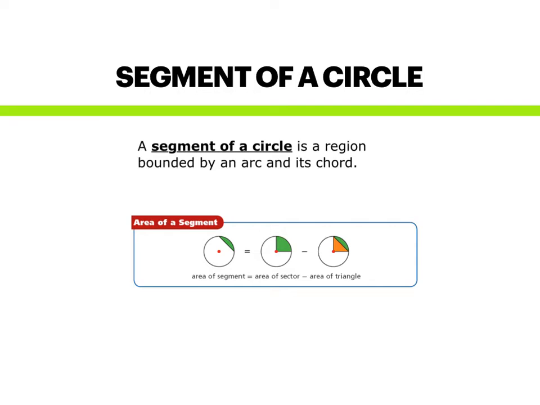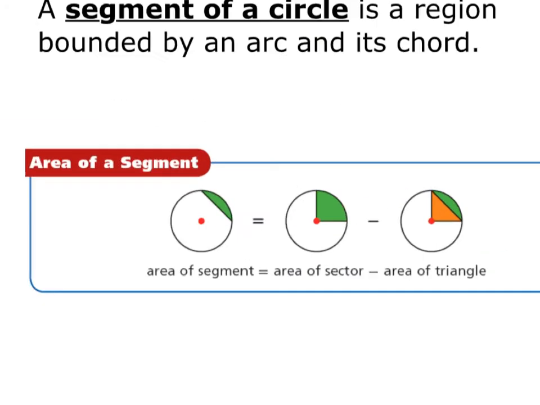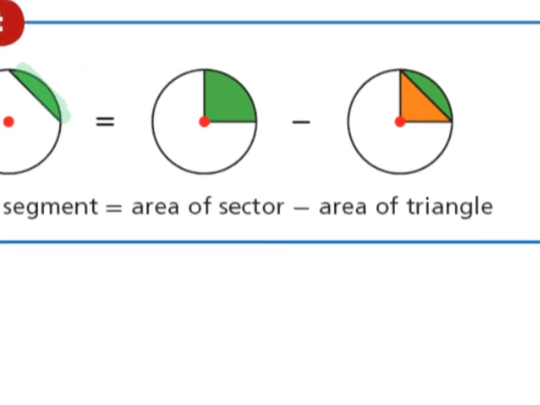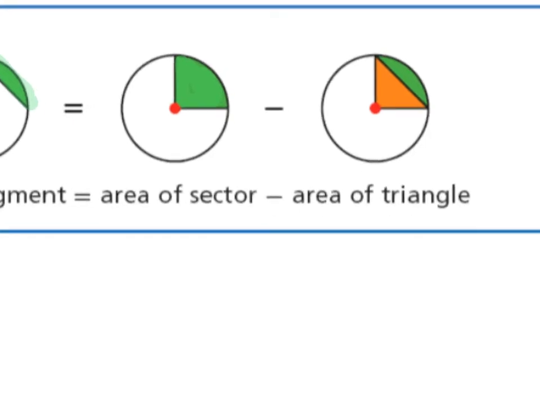Next we have our segment of a circle. So the segment of a circle is a region bounded by an arc and its chord. So here, to find the area of a segment, so this is just our segment, this little green shaded part, we need to find the area of the sector, which is our piece of the pie, and then we subtract the area of the triangle, which would be this part.